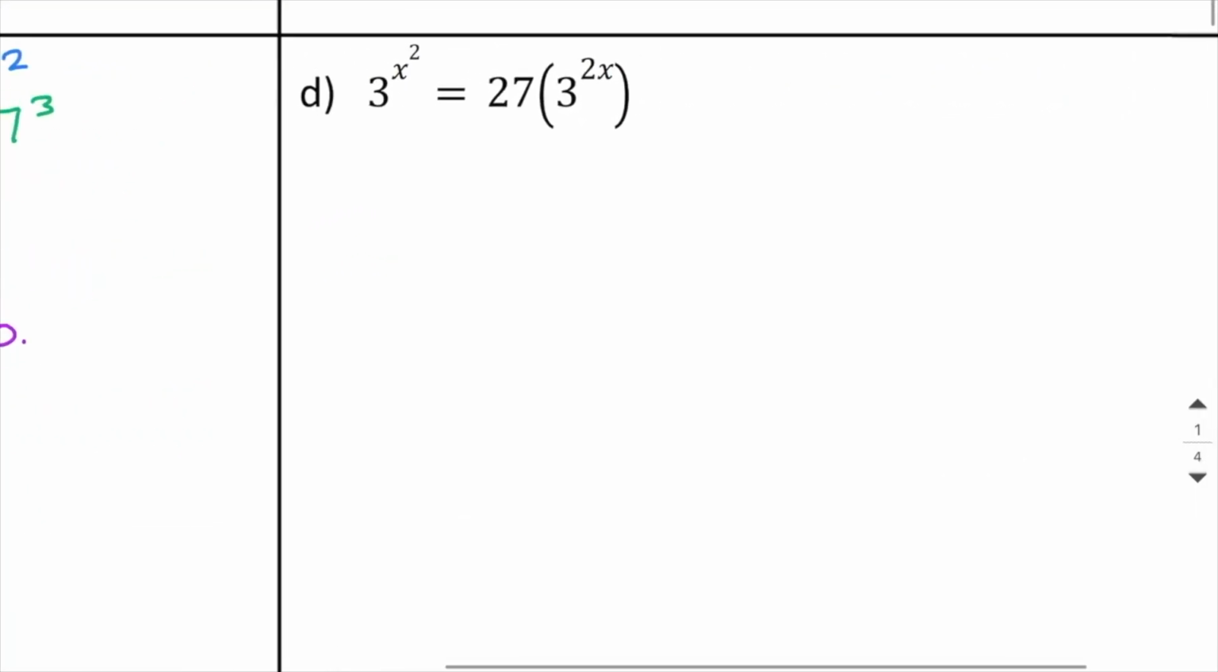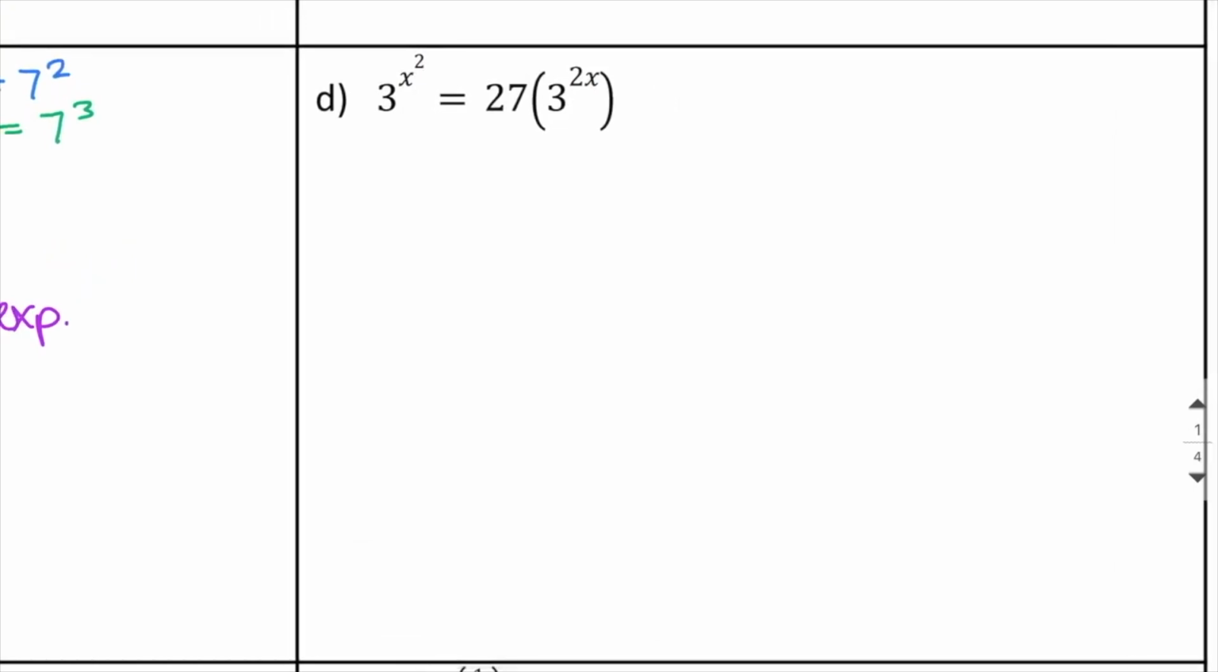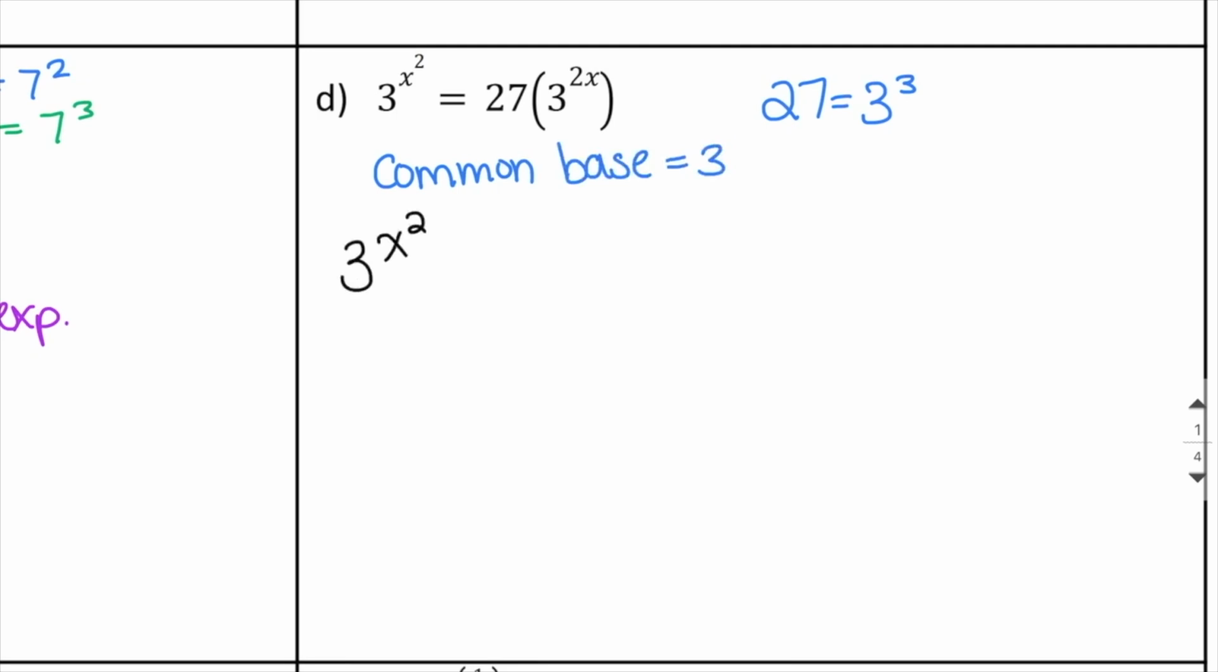All right, we're going to want to do the same thing over here. Our common base is going to be 3, because I can't break this 3 down any further, but 27 is 3 to the power of 3. So we're going to rewrite each one of these with that common base. I don't have to change this first term, but I'm now going to write 27 as 3 to the power of 3, and then I'm going to multiply that by 3 to the power of 2x.